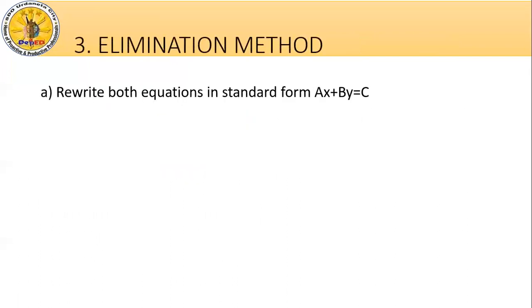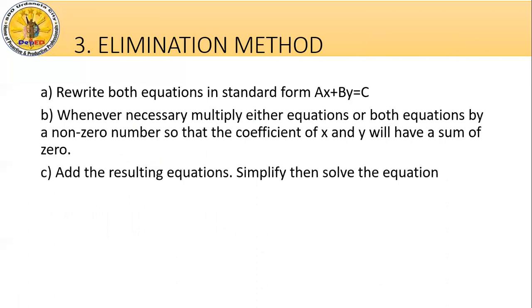We now have the third method, the last method in solving systems. We have the elimination method. First, we rewrite both equations in standard form, ax plus by equals c. Whenever necessary, multiply either the equation or both equations by a non-zero number so that the coefficients of x will have the sum of 0. Add the resulting equations and simplify, then solve the equation.